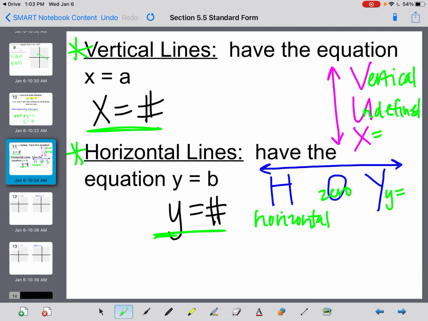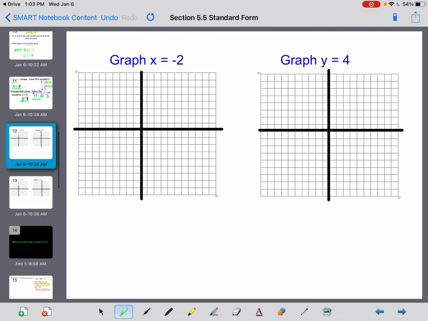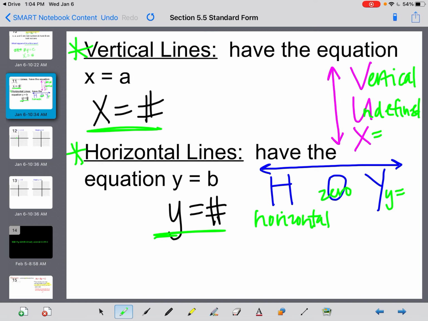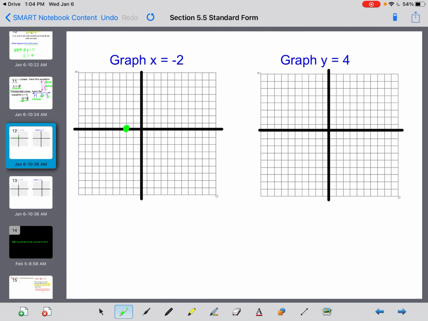If you only have a y equals, because your x was 0, you're going to get a horizontal line, which is a 0 slope, and your equation will start with y equals. All right, so last thing is we're just going to practice those. So if you get a graph of x equals -2, you're going to go on the x-axis to -2, and because it's x equals, you're going to draw yourself a vertical line. So that's what the graph of x equals -2 looks like.